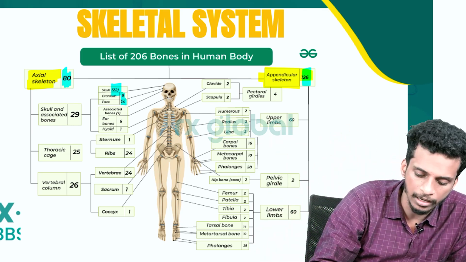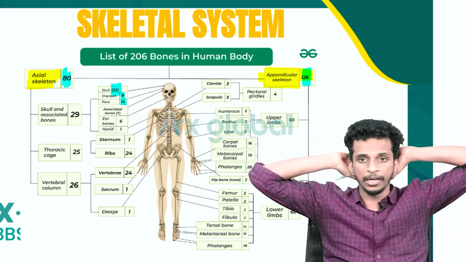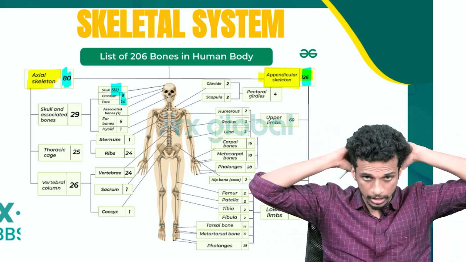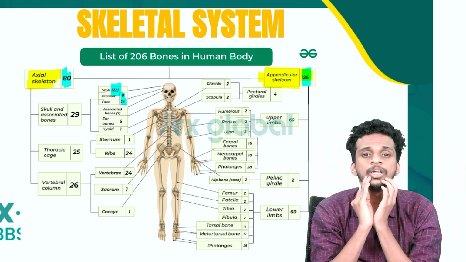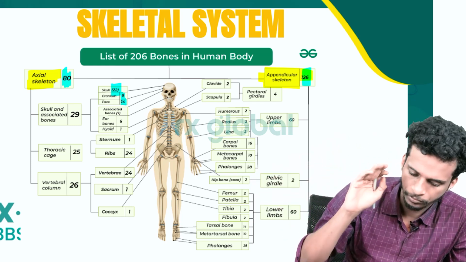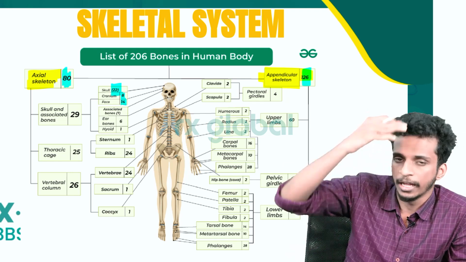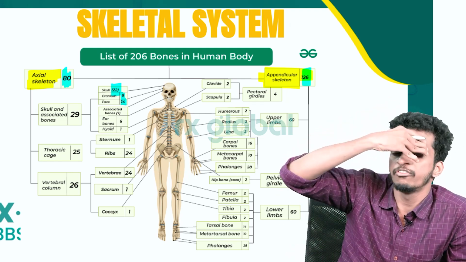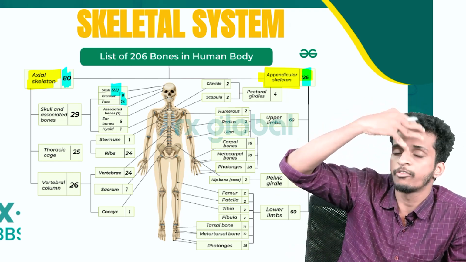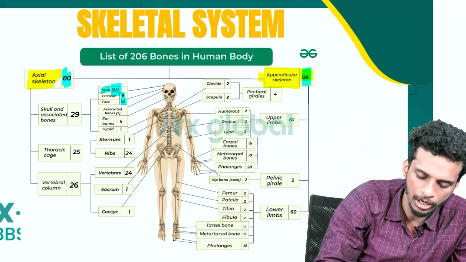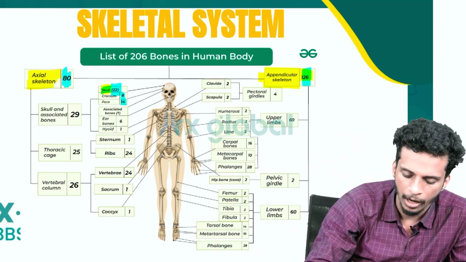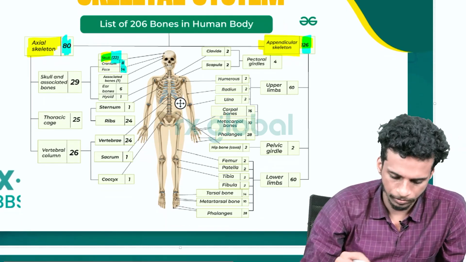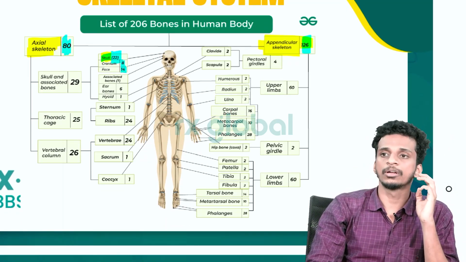So, in my cranium, that means in my proper head, the part I am showing like this, I have a total of 8 bones, and my face has a total of 14 bones. So in my skull, I have 8 cranial bones and 14 facial bones, which makes a total of 22 bones in my skull. I hope it's clear.